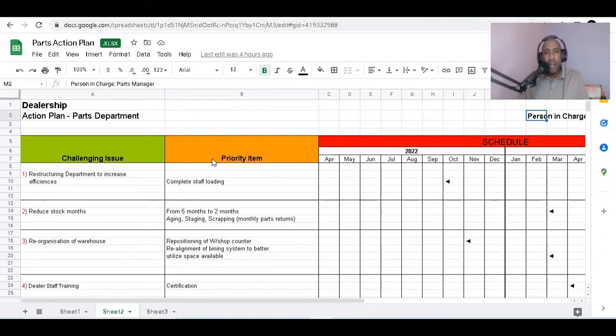Now, in these columns I have here, we have the challenging issues and then we have the priority items. The schedule, of course, over on this side actually shows the year that you're going to be starting. Well, I use the current year 2022-2023 for the financial year.